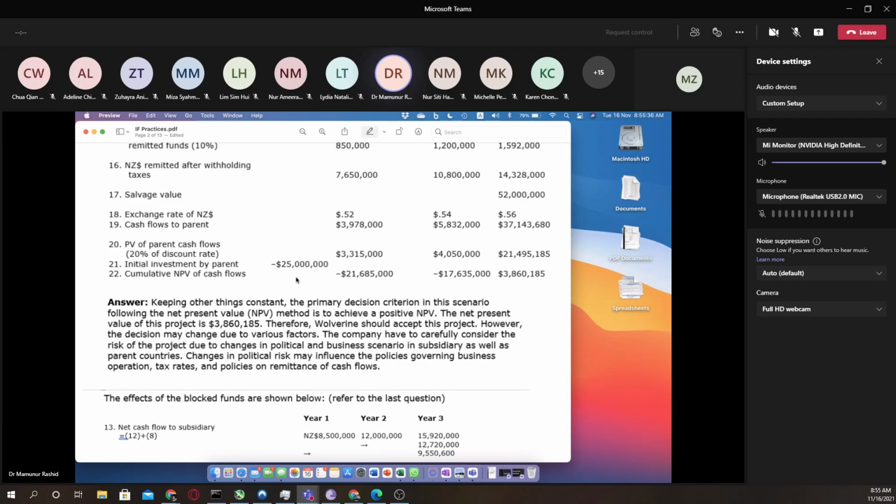You might be thinking why we did not analyze the NPV for the subsidiary. Because in the question they already told us that we will only consider the cash flow for the parent company. We are deciding based on the parent company. Let me show you this.